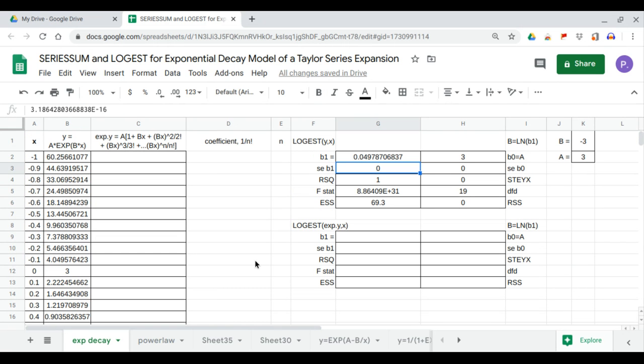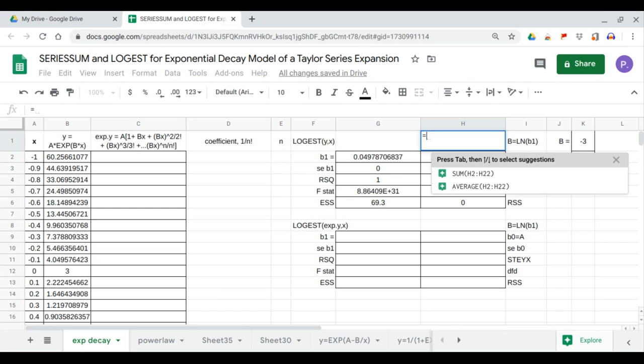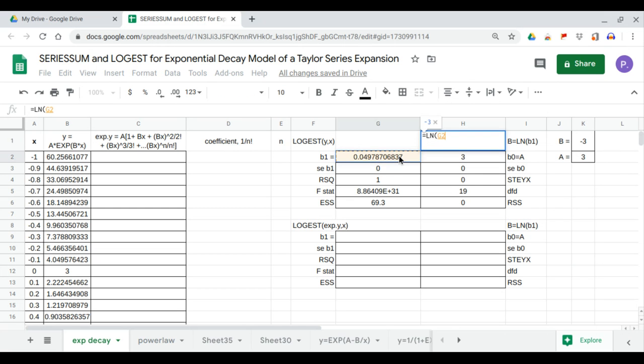So you'll notice our a is 3, which matches our initial value for a. Our b is ln b1. So we have this ln b1, which is also negative 3, matching our value b.